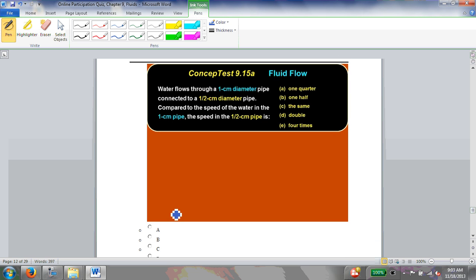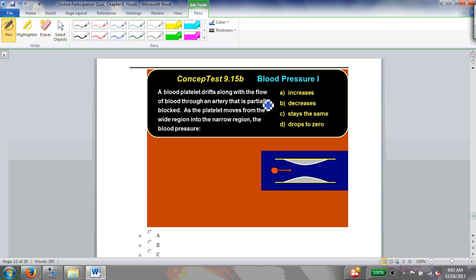Water flows through a 1 centimeter pipe connected to a 0.5 centimeter pipe. Like that. The speed in the 0.5 centimeter pipe is double. So I have a big velocity, small velocity. That comes from our equation of continuity. If this goes down by a factor of 2, this goes up by a factor of 2. D. Blood platelet drifts along with a flow. Here my velocity goes up from the equation of continuity. From Bernoulli's principle, the pressure decreases, so B.